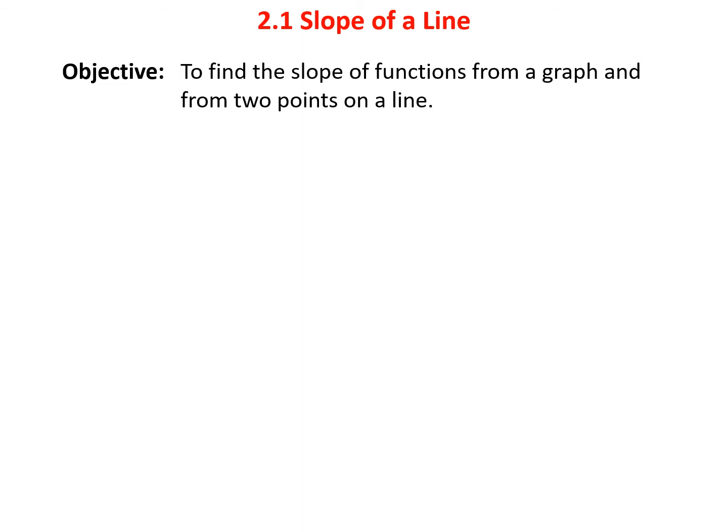We're going to look at our homework this week, our lesson 2.1 on finding the slope of a line. We're actually going to find the slope of a line two ways today. We're going to find the slope of a line by looking at a graph, and then we're going to find the slope of a line if we're just given the coordinates of 2 points. So let's get started.